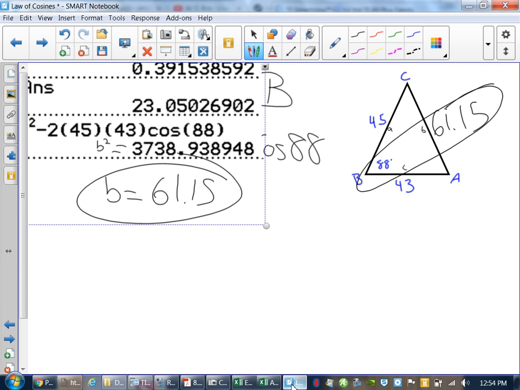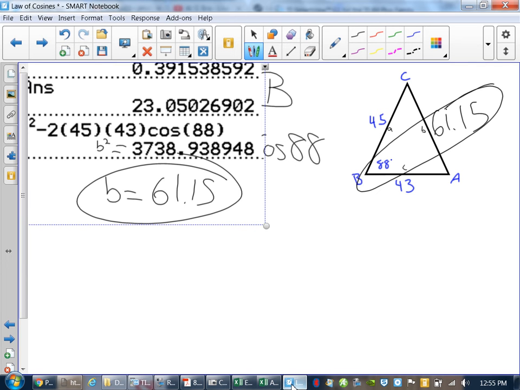Cosines looks awful. It's a lot of buttons to press, but that's all it is. It gets you a side right away, and then automatically you can dump and use law of sines. There are a lot more rules to this that we talk about in Algebra 2, but for us right now, it's all we need to worry about.